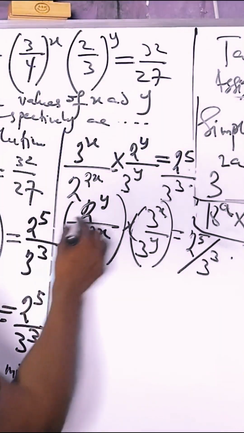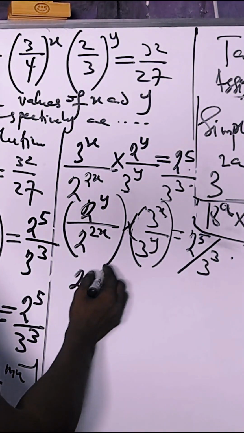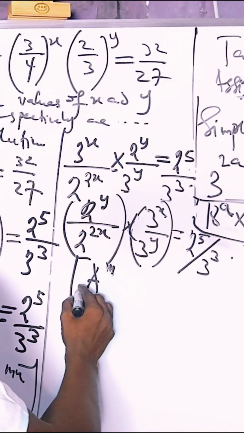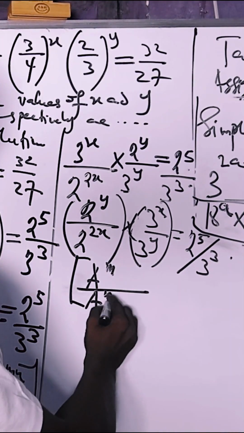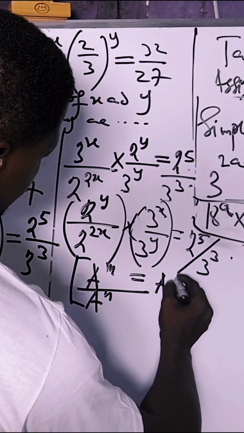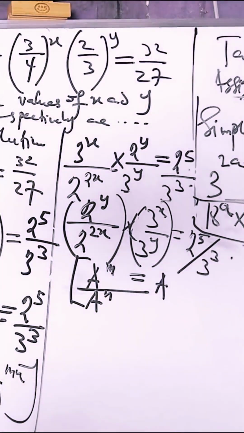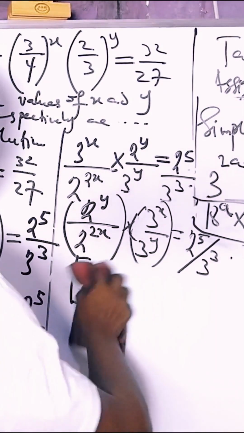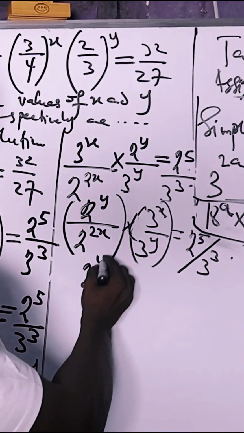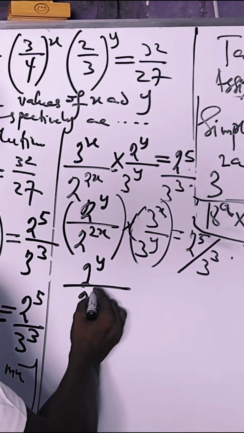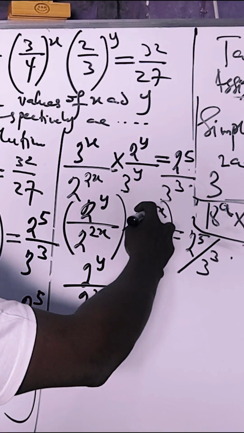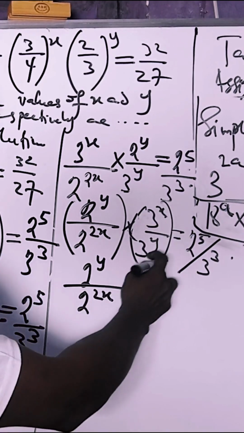We have 2 raised to... okay, there's a law that says a raised to m divided by a raised to n is as good as a raised to... Or before we do just that, let's manipulate the expression such that the multiplication sign is converted to the division sign. When we do that, we have 2 raised to y over 2 raised to 2x, now divided by. So this will come to replace the numerator, and the numerator will come to replace the denominator.